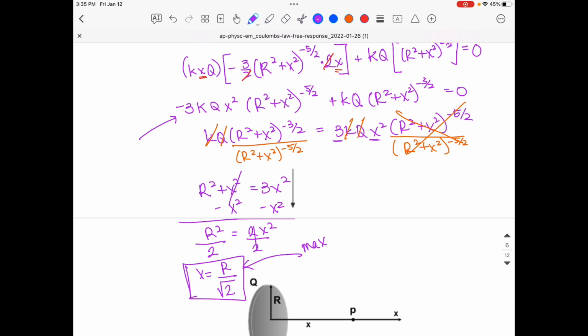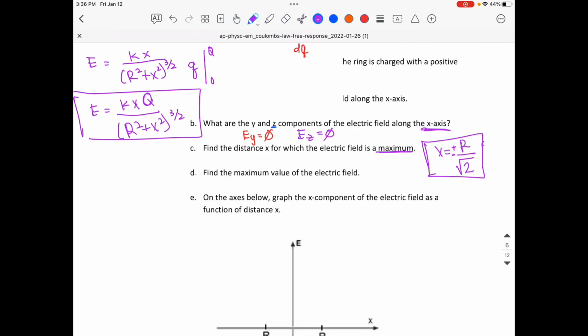Since they're asking us for max, I'm assuming that's the max, but we can go ahead and solve for this as we analyze the graph. So let me erase a bunch of stuff, and then we'll get into how we can analyze this graph a little bit more. Next step is to find the maximum value of the electric field.